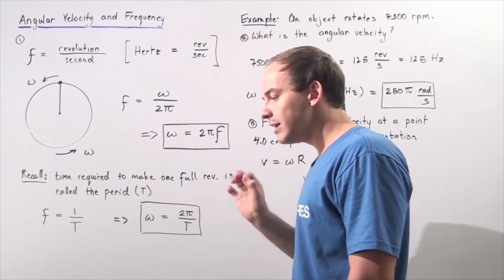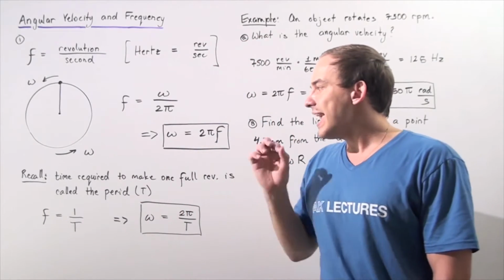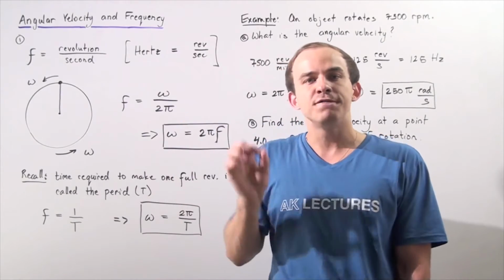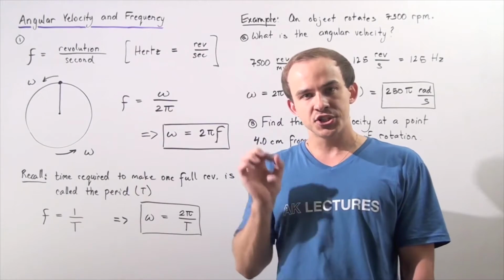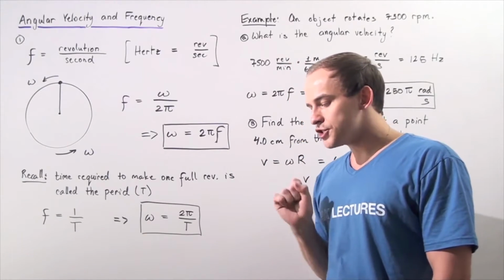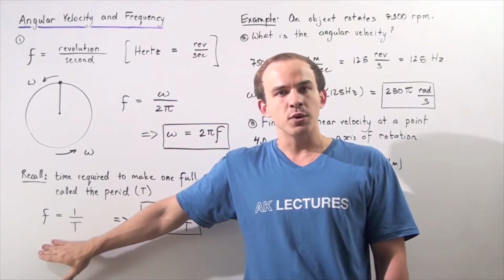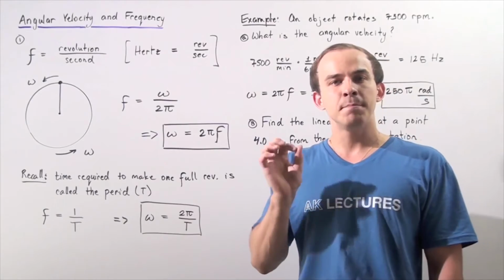Now, recall that the period of rotation of an object is simply the time required to make 1 full revolution, and it's given by a capital letter T. Now, the relationship between frequency and period is given by the following equation. The frequency is equal to 1 divided by the period.